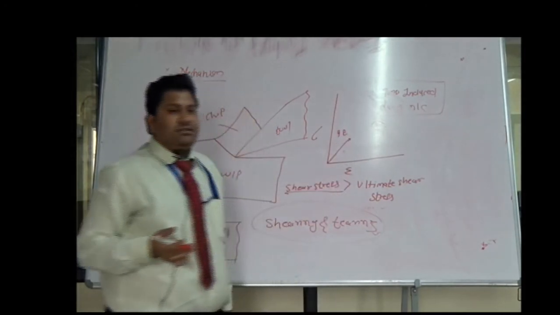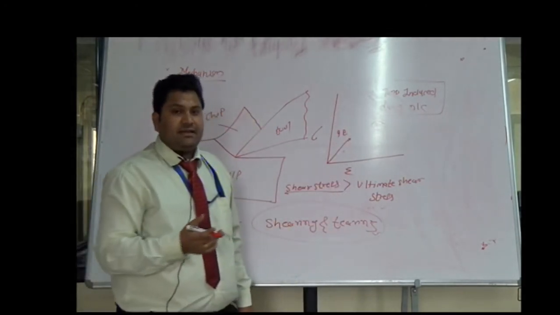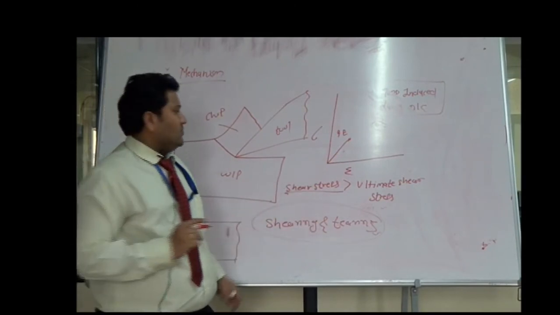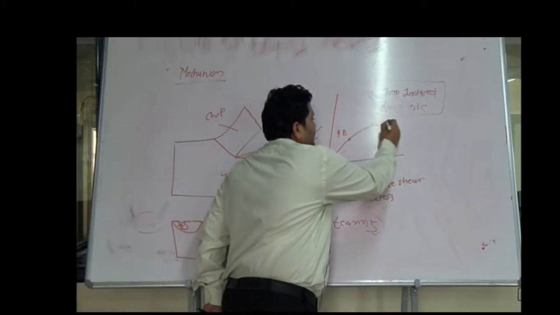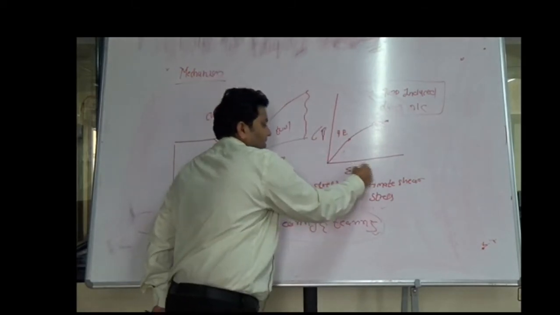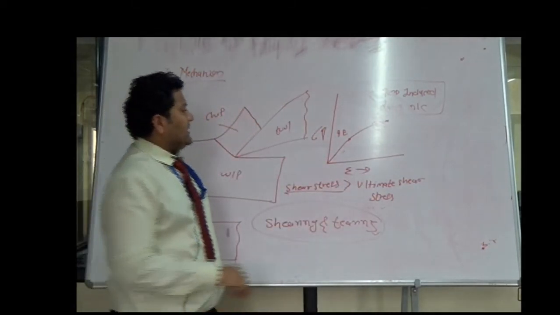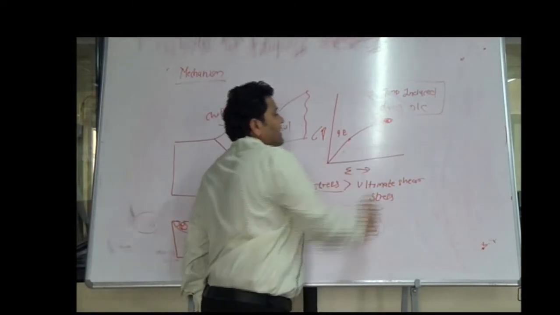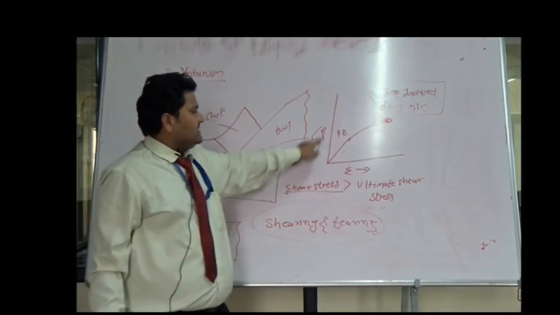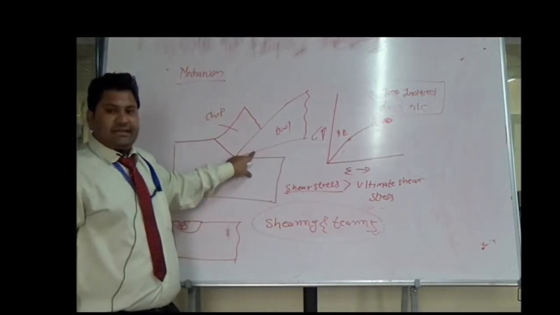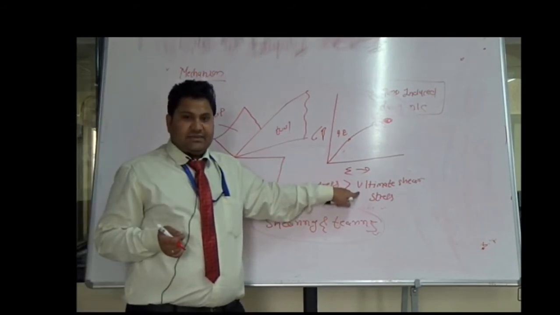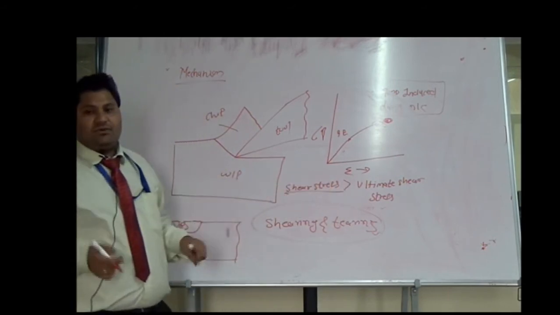Again you apply the load, and some elongation takes place in the material. What happens if we slightly increase the force? The stress increases in this direction and the strain increases in this direction. One condition is the ultimate stress. After this ultimate stress, the material breaks. Such a condition is the same as in machining, that is, shear stress greater than the ultimate shear stress. So this is the mechanism of chip formation.